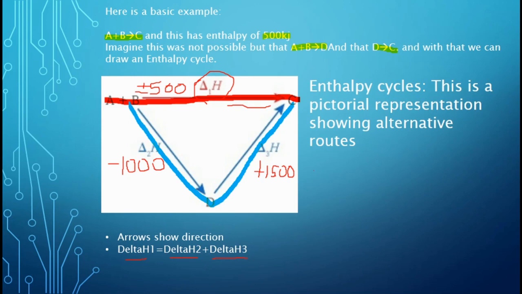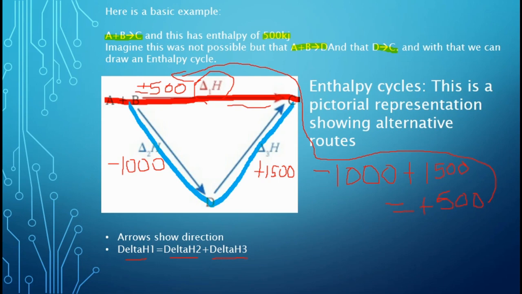And now let's say we did the math for this. Minus 1000 plus 1500. If you guys are good at maths, you should clearly see that we get plus 500. And as we clearly see, this matches what we have here, showing clearly that Hess's law is correct, that A plus B to C is the same as going for an alternative route.